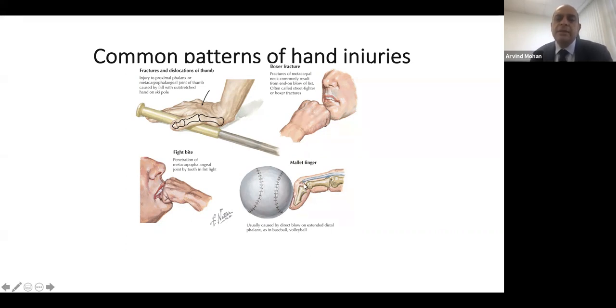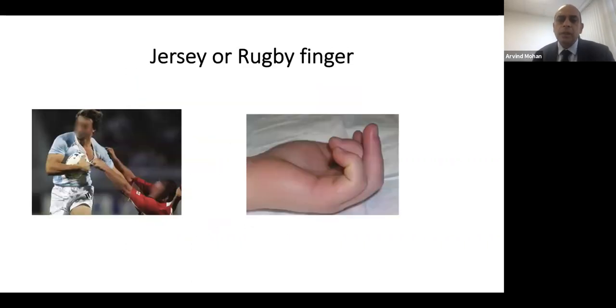And again, you can see here how the ball, when it hits, can result in a mallet injury. In this case, it can be either a soft tissue mallet, where only the tendon is affected, or it can have a bony component with it, and then it is a bony mallet.